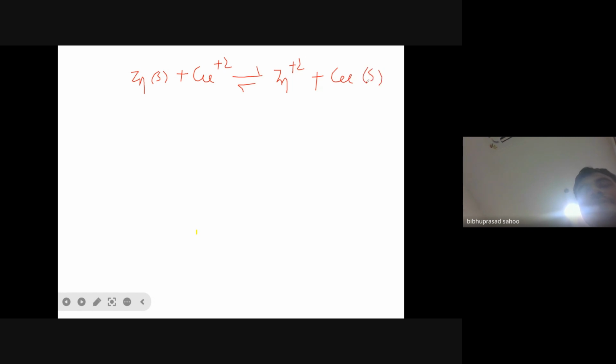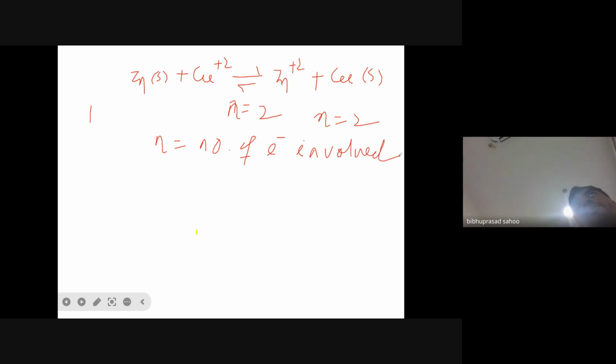See here. Suppose the reaction is like that. Already I have written the reaction: Zn solid plus copper 2 plus gives Zn 2 plus plus copper solid. The Nernst equation for this will be E. Here n is equal to 2, student. Who can say why n is equal to 2? Student, anyone there? What is n? n is equal to the number of electrons involved.